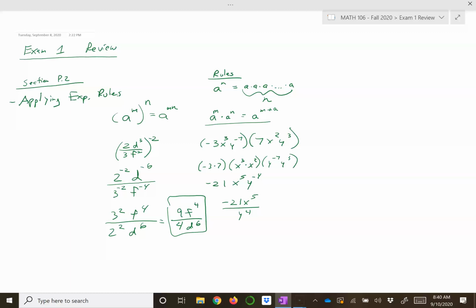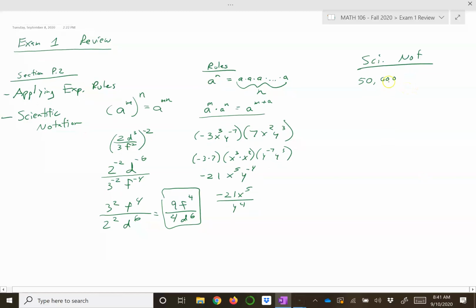Okay, so that's basically one type of problem. The only other type of problem in section P2 was scientific notation. And I think this is fairly straightforward. I'll just give you an example. Let's say you had 50,000, and you don't want to write 50,000 as a number. You want to go ahead and use scientific notation.